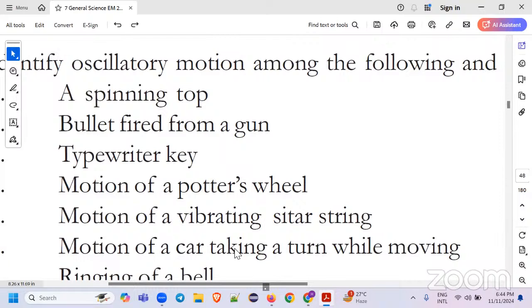Ringing of bell. What? For it is an oscillatory motion, of course. But it is audible. Few people are writing, says, speak louder, sir. I am speaking in front of a laptop. I hope it is audible to you. With normal pitch only I am speaking.